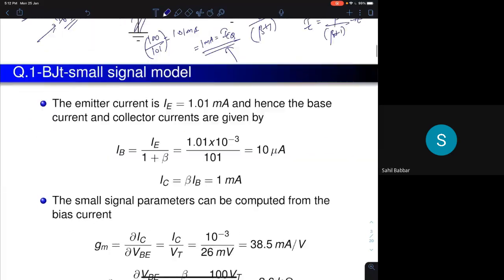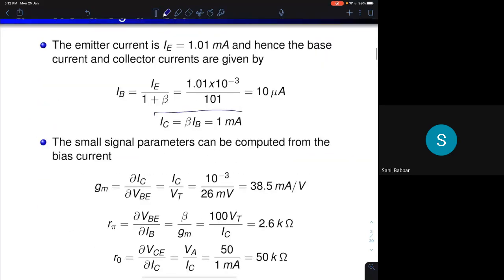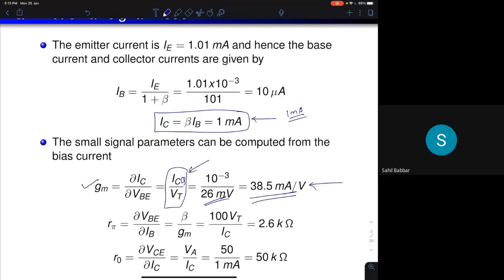So that's what I've written here. The quiescent collector current in the circuit is 1 milliampere. Once you find the collector current, you know everything you need to know about the circuit. You can find all the other parameters. What is your GM? GM is ICQ upon the thermal voltage, which is 1 milliampere by 26 millivolts. You get around 38.5 milliampere per volt. So if I use 1 milliampere of current, I can get a GM of 38.5 milliampere per volt.